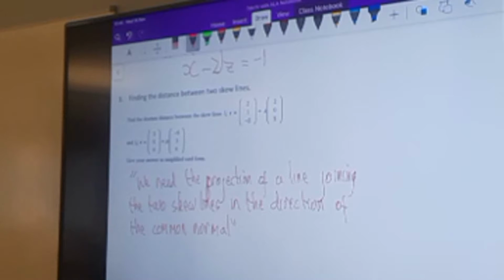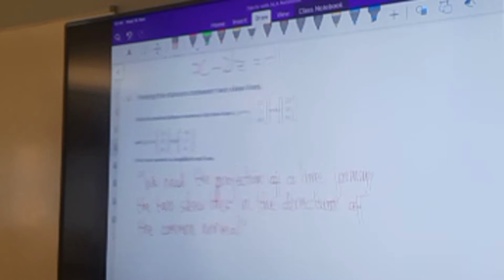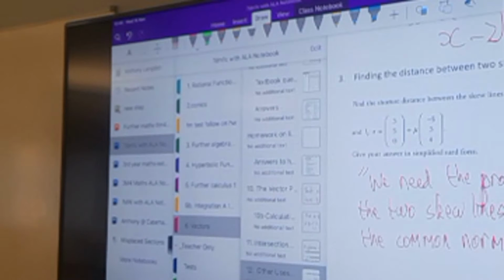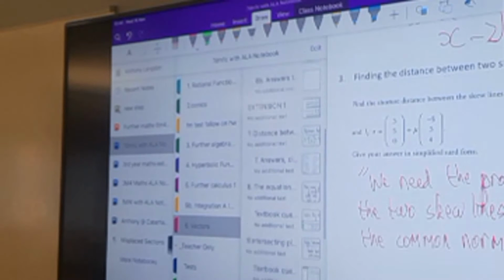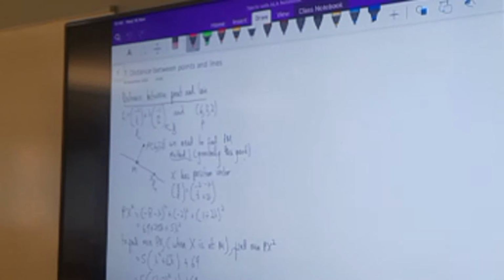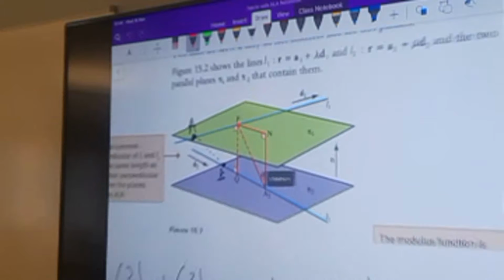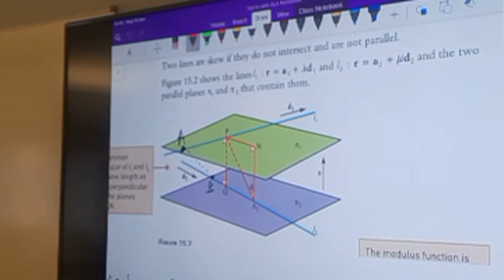Okay. The line joining 2 skew lines. So what I'm saying here is get the 2 skew lines and we just randomly join one point on one line to the other line. That's my line joining 2 skew lines. And I want to know what the component of that is in the direction of the normal. And the reason I want that, I should have copied this over there. It comes down to that diagram there.